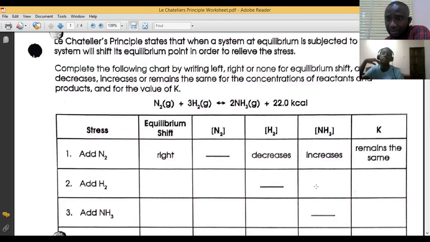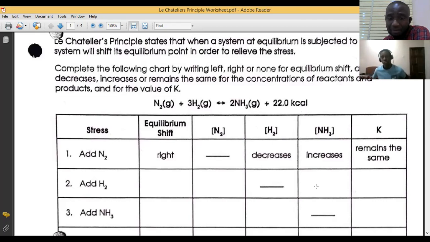Do you understand that? Remember what you said, when the system is stressed, equilibrium position shifts to counteract that stress. That means to favor the counterpart of that stress.